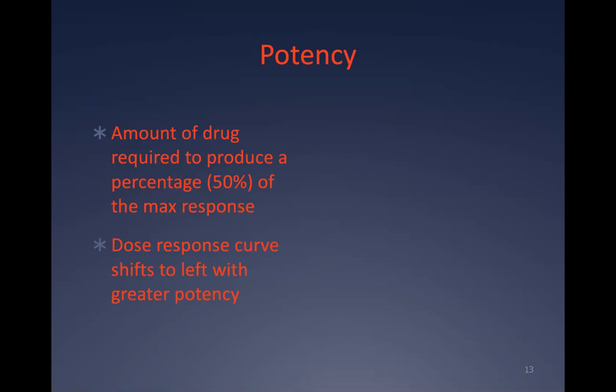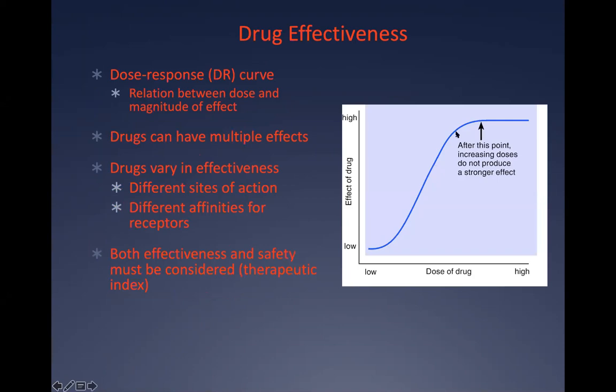Now, another term is called potency. And potency, we describe as the amount of drug required to produce a 50% maximal response, okay? So let's go back to this dose response curve. We have a dose response curve here and a dose response curve here. They're supposed to be the same height, but I cut it off because my chat box is on the right. So this is dose response curve A, we call the second one dose response curve B and the third one dose response curve C. Which is the more potent drug?